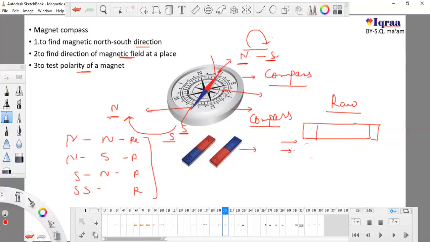If you have any question or any doubt, please ask me in the chat box. I'm giving you 1 minute. Please ask me if you have any doubt or any query regarding what I have told you till now in this chapter of magnetism.